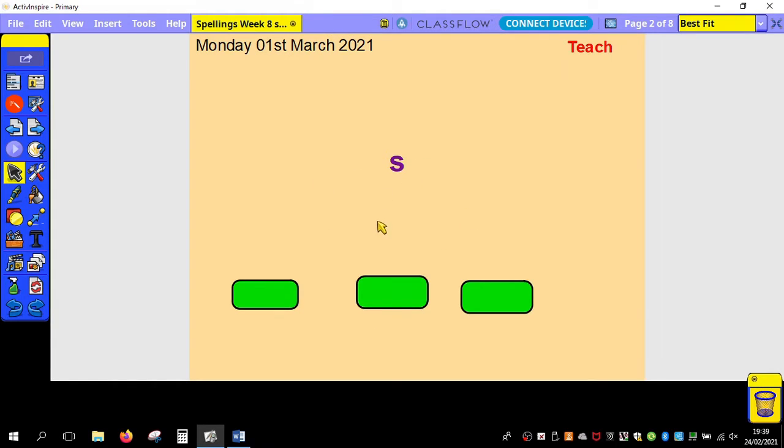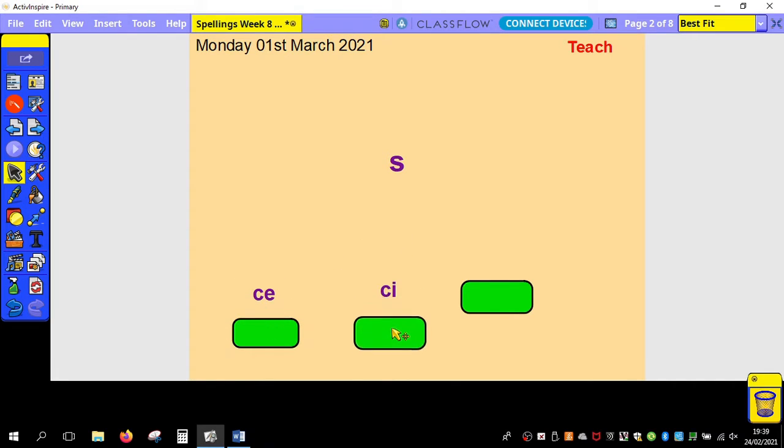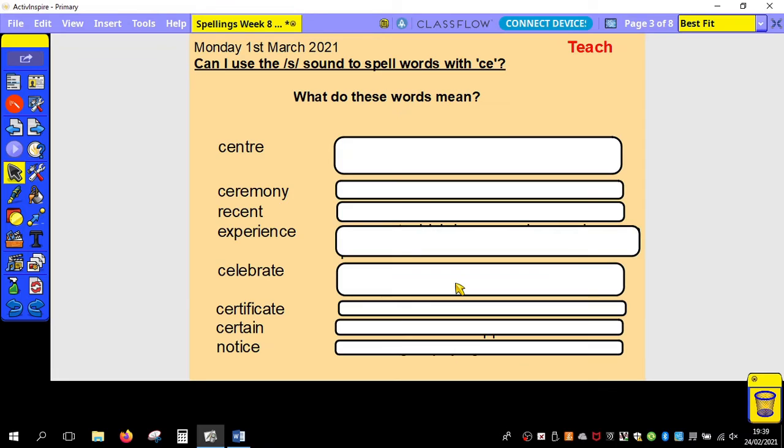So apart from the S, we've also got CE, S. We've also got CI, S. And we've got SC, S. So, for example, CE, certain, CI, city, SC, science. This week, we're looking at this one here. We're looking at CE, S. The S sound spelled CE.